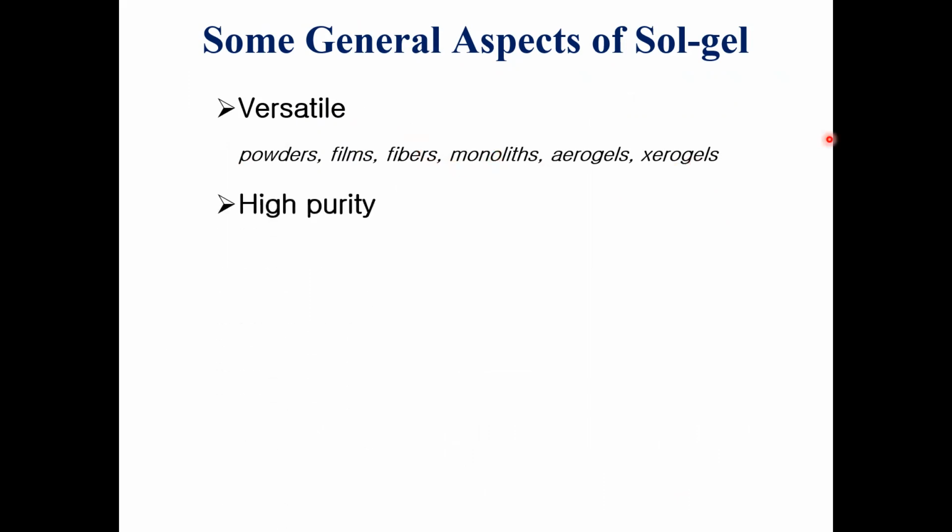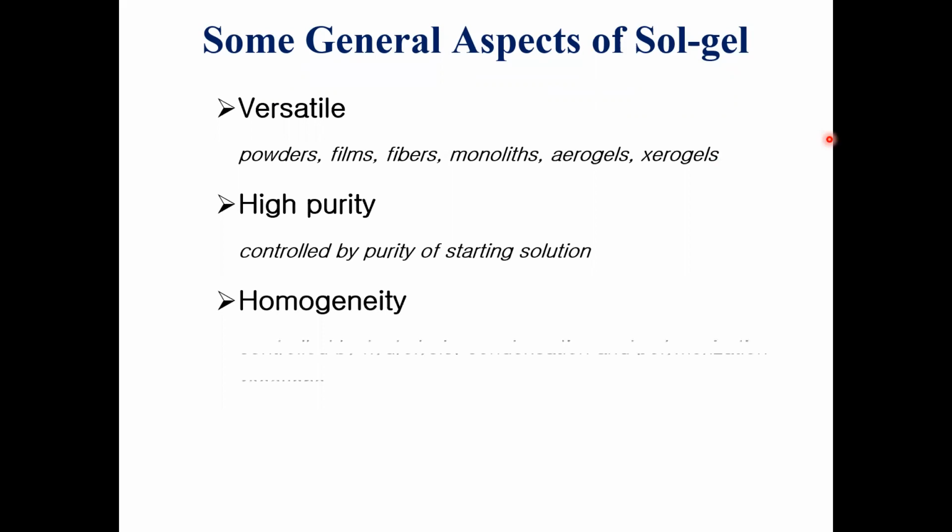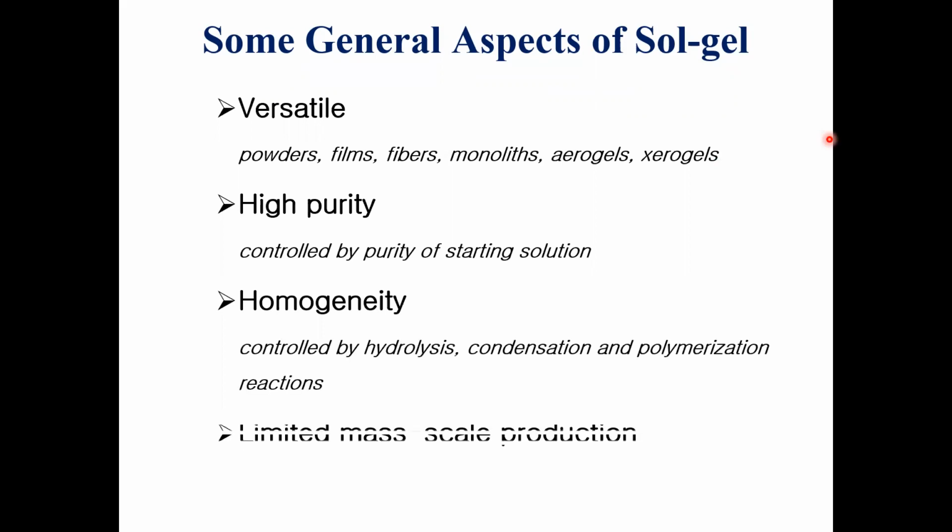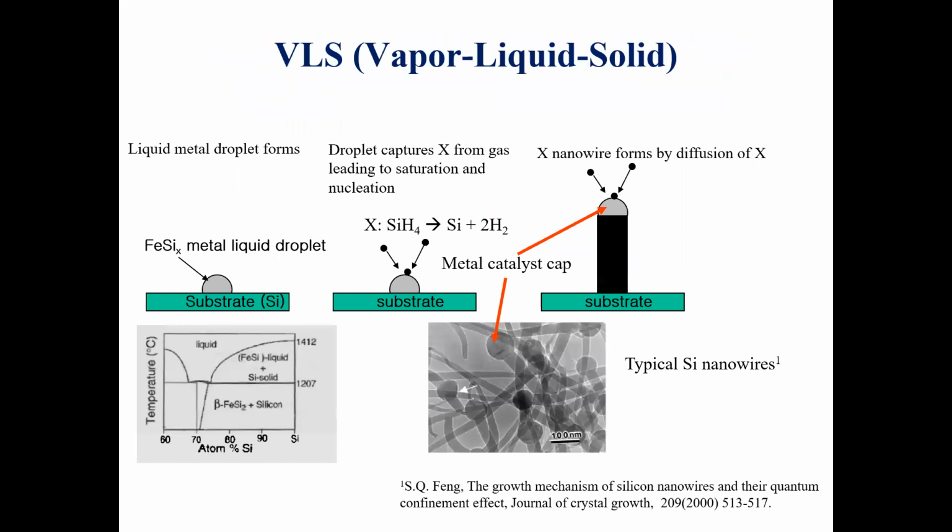So some general aspects of the sol-gel process: very versatile. You can make powders, films, fibers, monoliths, aerosols. High purity, which you can control by the purity of the starting alkoxide solution. It can give you homogeneity, but limited mass scale. You cannot produce tons of materials. You produce only a handful. You are dealing with applications that require a few micrograms of particles or a thin coating or thin film. And sol-gel is really a wonderful technique to make nanomaterials.